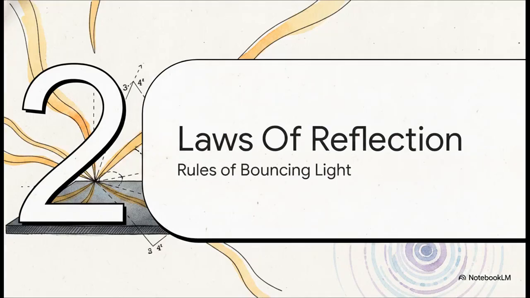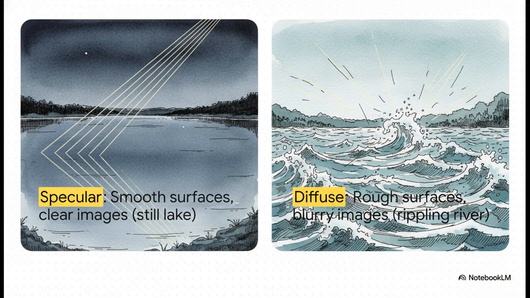Section 2. The laws of reflection. The fundamental rules of bouncing light. And this whole concept brilliantly illustrates the two types of reflection we encounter every single day. First, we have specular reflection. This happens on incredibly smooth surfaces, giving you a crystal clear, perfect image, exactly like checking out your reflection in a perfectly still, glassy lake. But then we have diffuse reflection. If you drop a pebble into that exact same lake and the water starts rippling, the surface becomes rough. The light scatters everywhere, and suddenly your image becomes blurry, distorted, and unrecognizable.